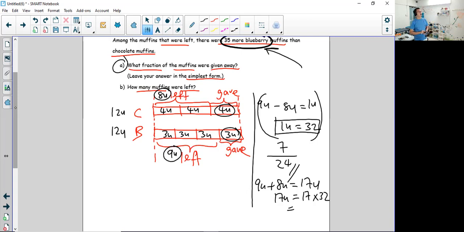Let me have a quick check. So how many muffins were left? So 1 unit is, I made a mistake. There were 35 more blueberry, not 32. So this is 35. 1 unit is 35, and so 17 times 35. So what is 17 times 35? That will be 595 muffins left altogether. And that's how you get your part B.